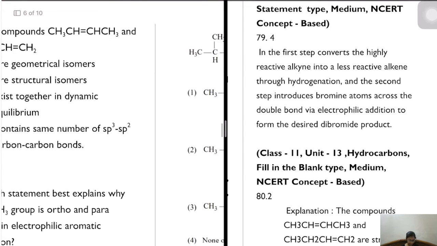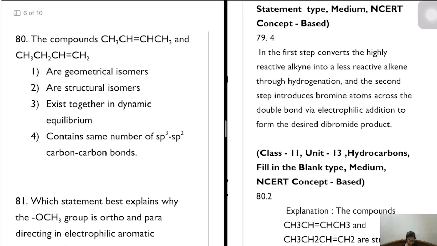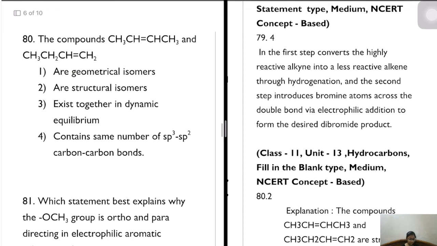Now let's see the next question. The compounds CH3CH=CH2 and this one, obviously these are structural isomers. They cannot be geometrical isomers because the position of the double bond is changed. They have the same molecular formula but different naming. These are structural isomers.